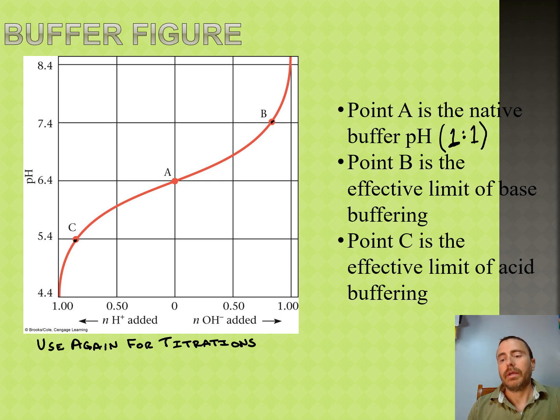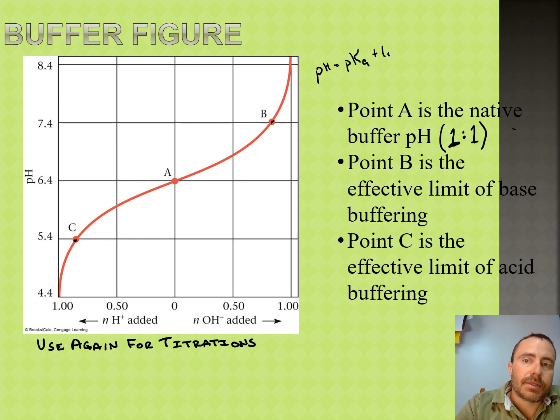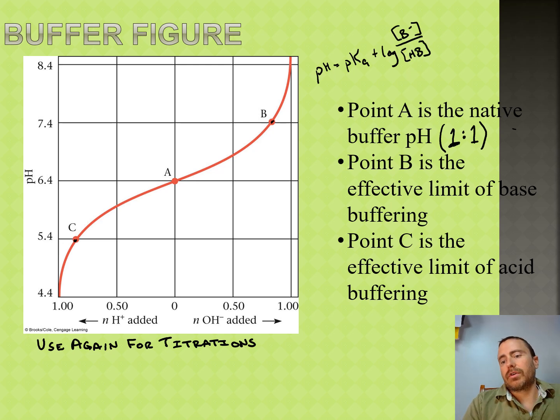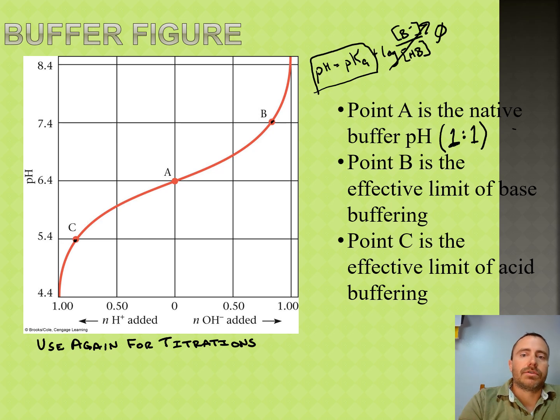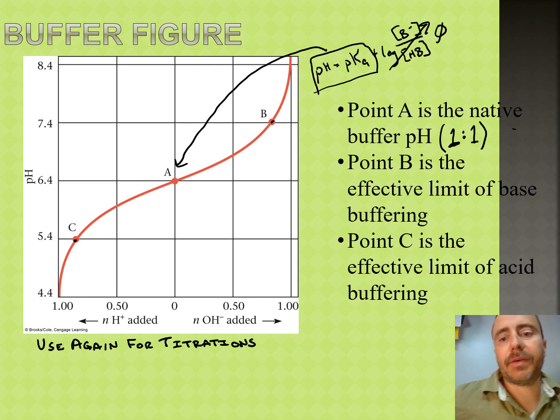If I have exactly a 1-to-1 ratio of our acid to our base, remember that the pH is equal to the pKa plus the log of base over acid. If those are 1-to-1, then the log of 1/1 or 10/10 or 9/9 or whatever it is, the log of 1 is 0. So that means that the pH is equal to the pKa at the native buffer.